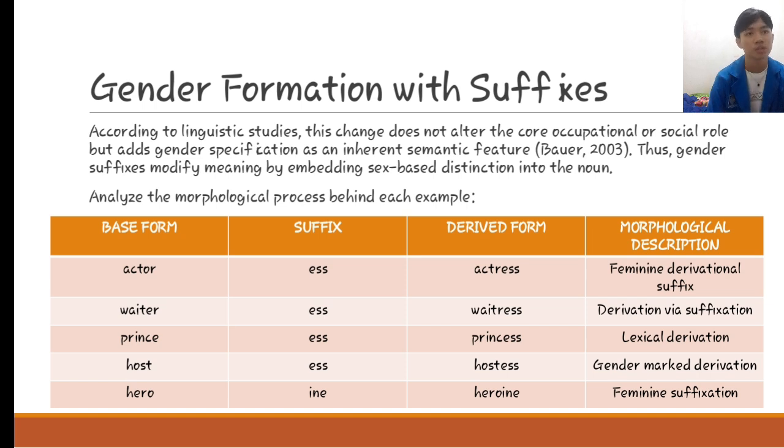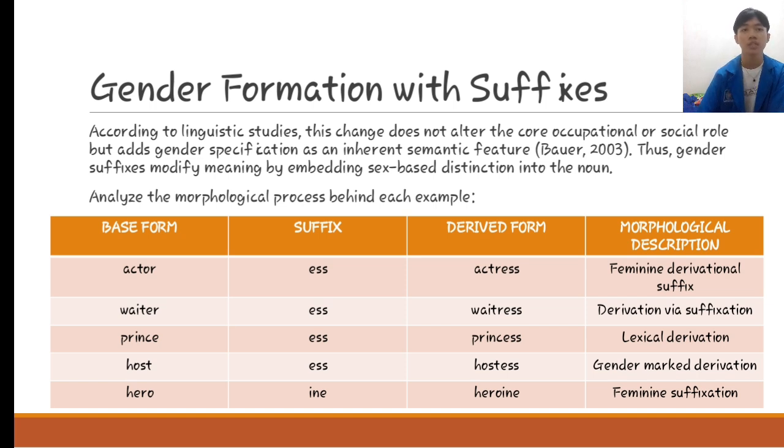Next we have gender formation with suffixes. According to linguistic studies, this change does not alter the core occupational or social role but adds gender as an inherent semantic feature. According to Bauer 2003, gender suffixes modify meaning by embedding sex-based distinction in the noun. I have analyzed the morphological process behind each example.